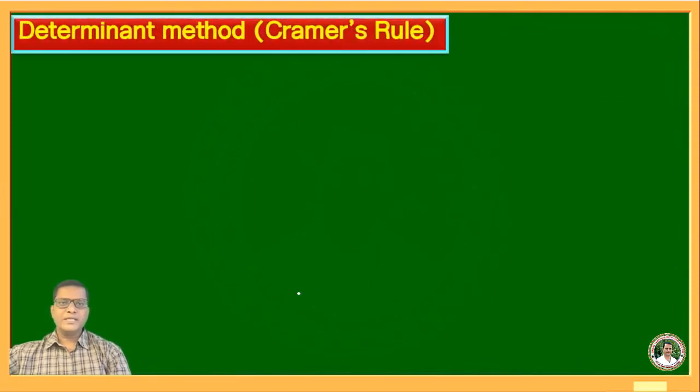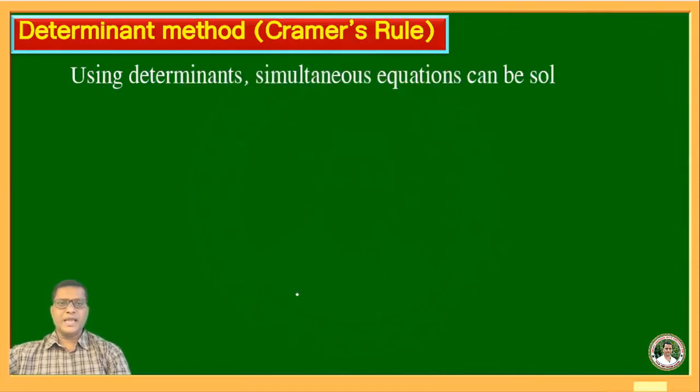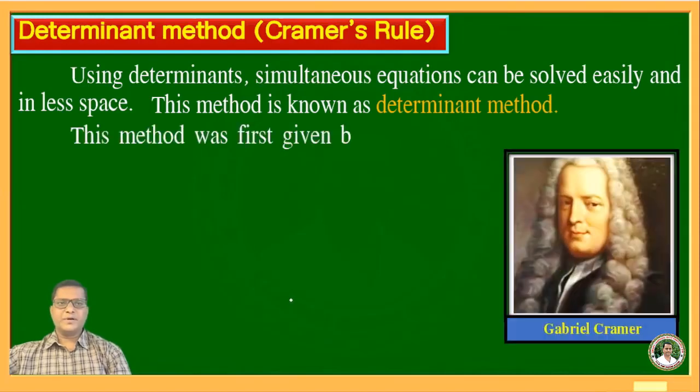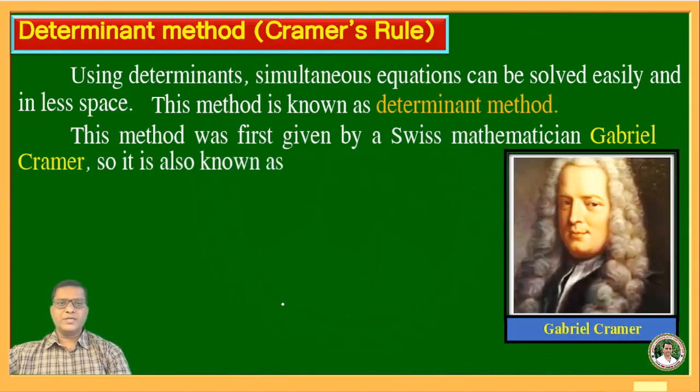Now we will see the determinant method, that is Cramer's rule. Using determinants, simultaneous equations can be solved easily and in less space. This method is known as the determinant method. This method was first given by Swiss mathematician Gabriel Cramer, so it is also known as Cramer's method.